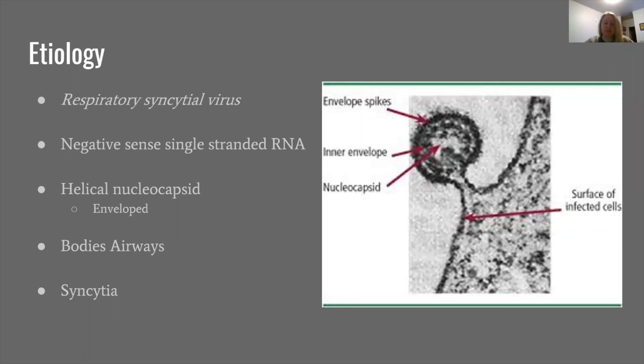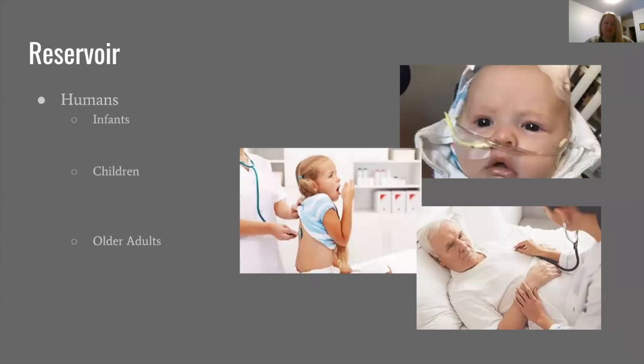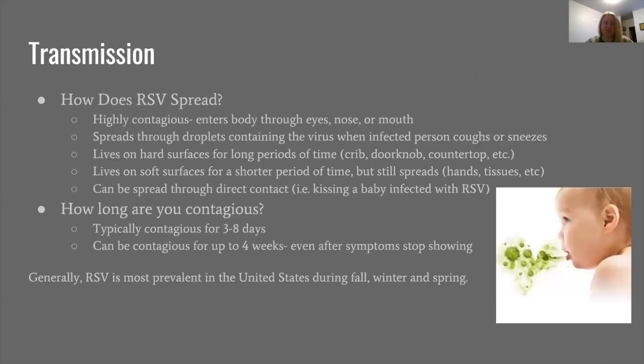RSV produces syncytia, which are large multinucleated cells formed through the virus fusing the membranes of other cells together. RSV originated in humans and was a major cause of serious pediatric respiratory tract diseases. This virus infects the respiratory tracts, particularly in infants, children, and older adults.